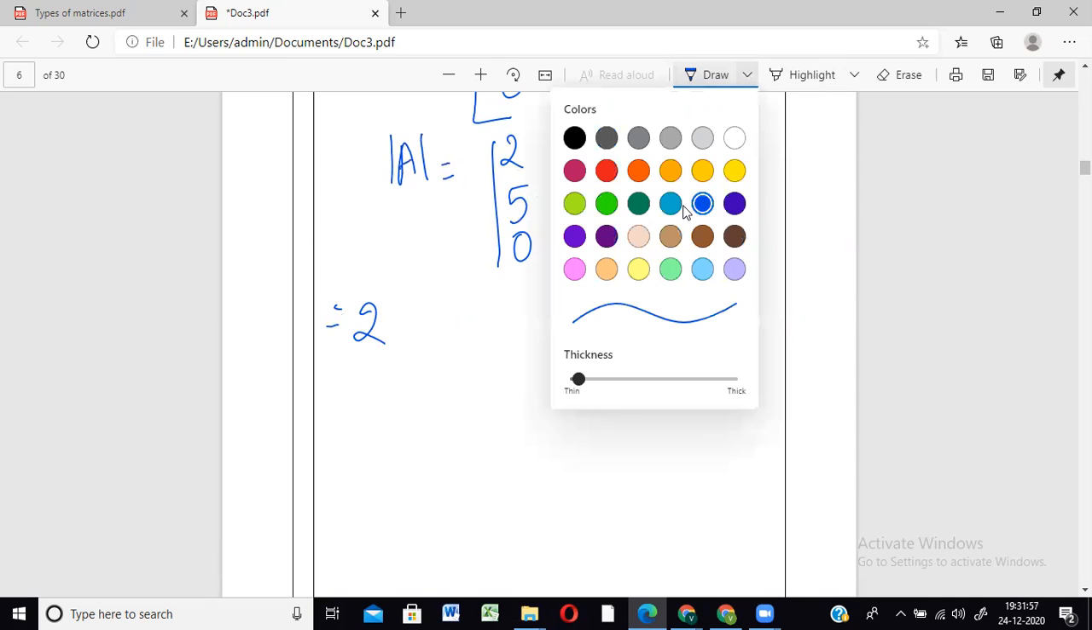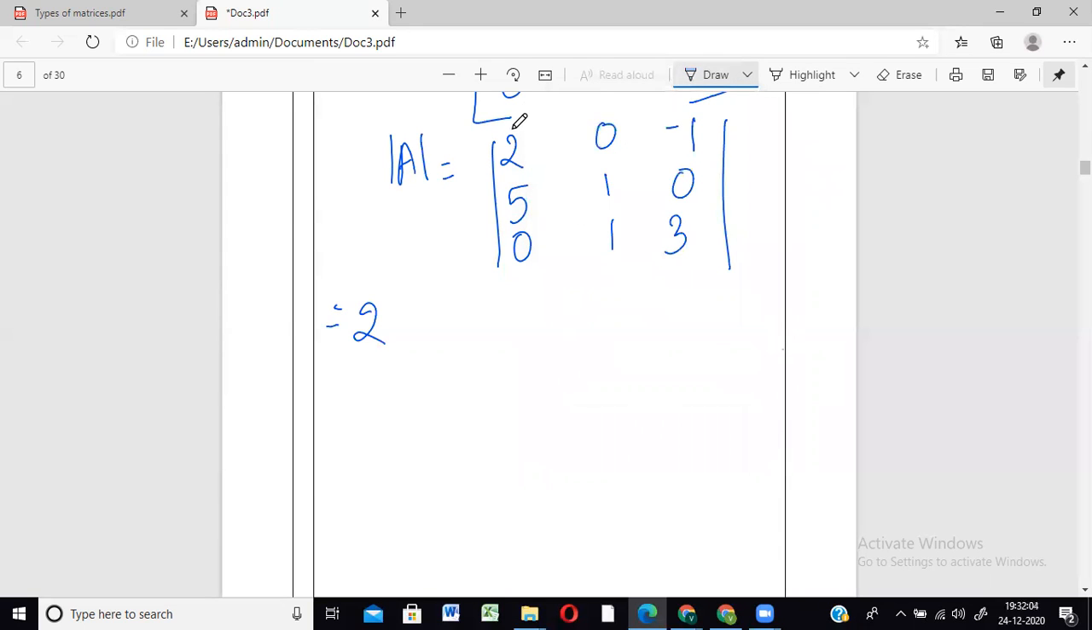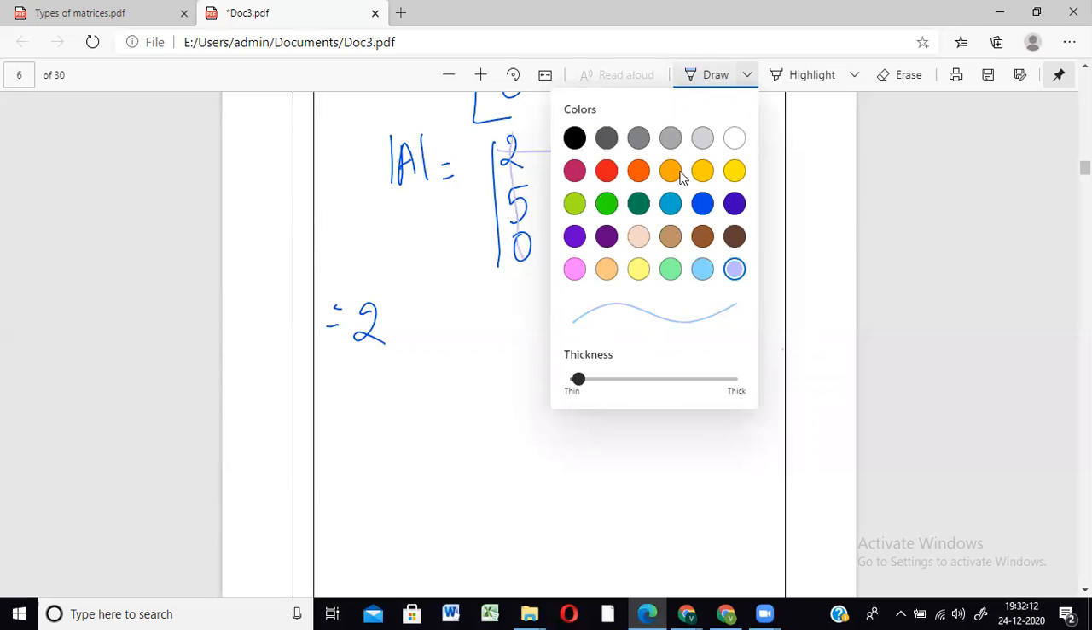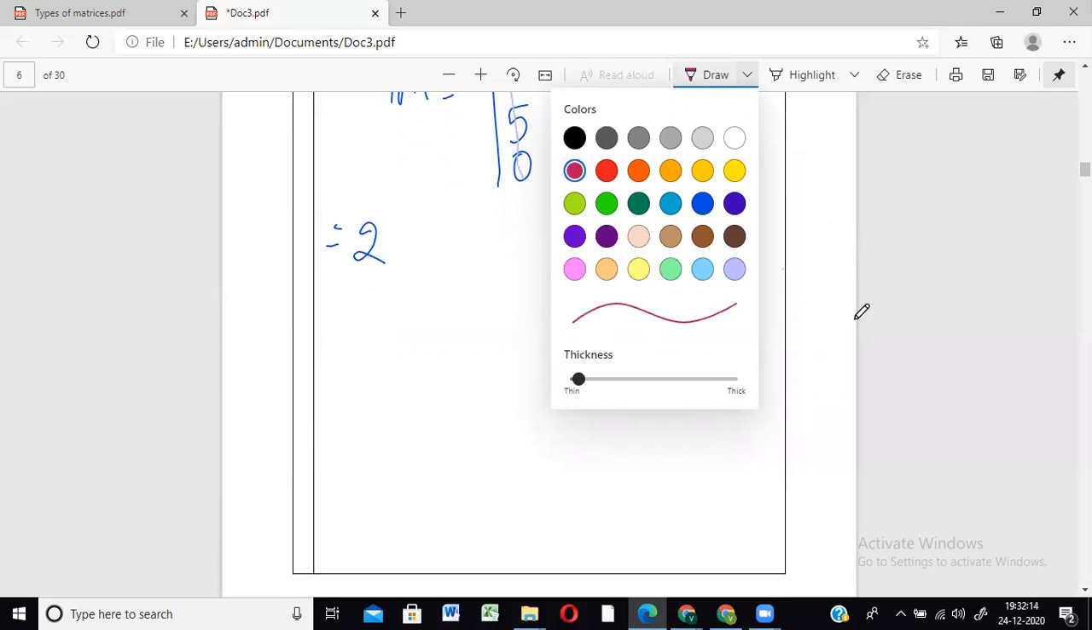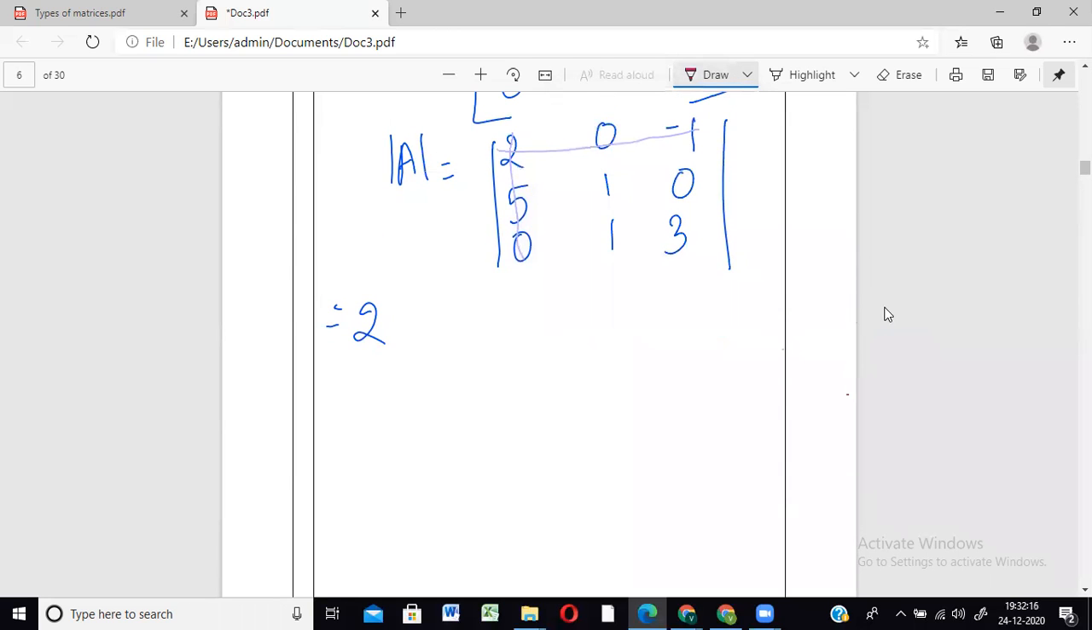Suppose I'm just crossing out that row and column in which the element lies. Suppose it is like this. Okay, this 2 we have taken, so I'm crossing out the row and column in which the element 2 lies. Then we can write whatever remains in the form of an order 2 determinant. So that will be 1 1, 0 and 3.